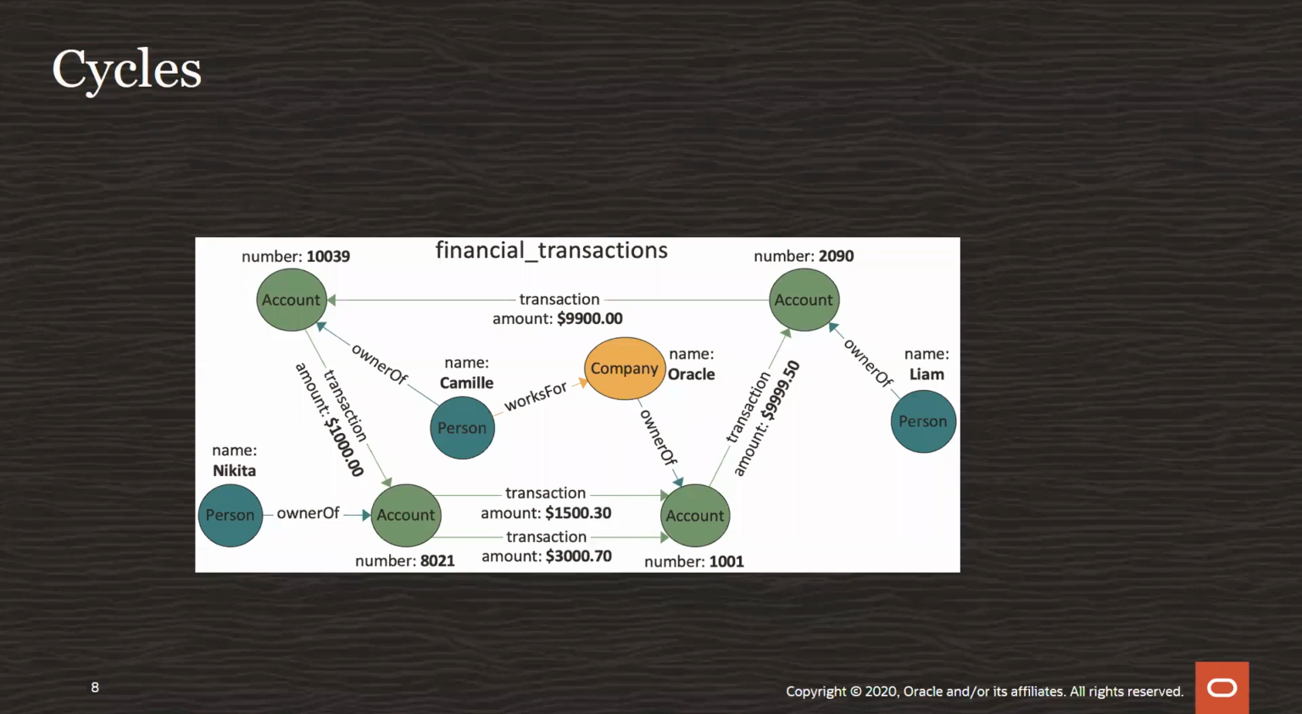From 8021, there is a transaction going to 1001. And from 1001, it again goes back to 2090. So the money basically comes back to the same person.